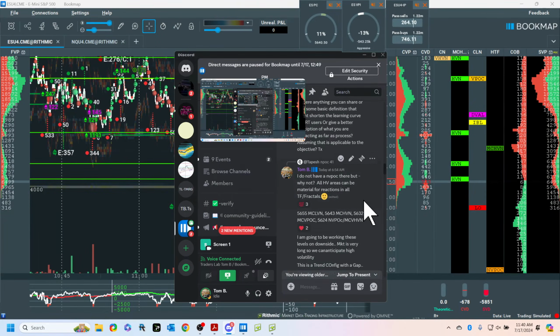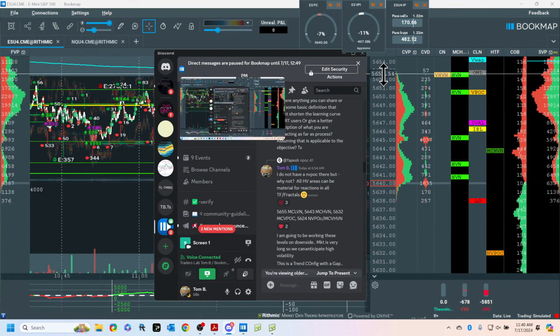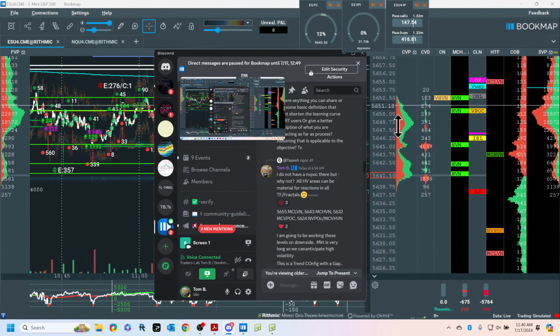56.55 micro composite low volume node. Let me move this over so we could see. This was a target. It's on the chart right there. Okay.